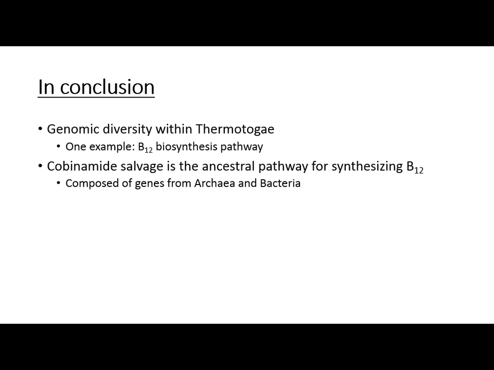The cobinamide salvaging is the ancestral pathway for B12, meaning everybody before could steal it, but it took getting genes from archaea and bacteria to be able to make it from scratch. We also found something really cool: the B12 gene clusters are regulated by riboswitches, which are little on-off switches. If B12 is present, it tells the riboswitch to shut the genes down, and if B12 is absent, it turns on and makes more. So we even found some information about regulation of B12 synthesis.